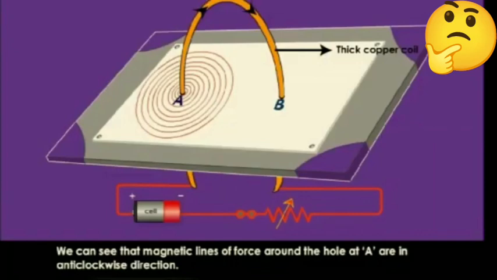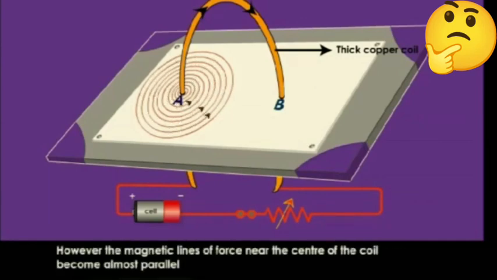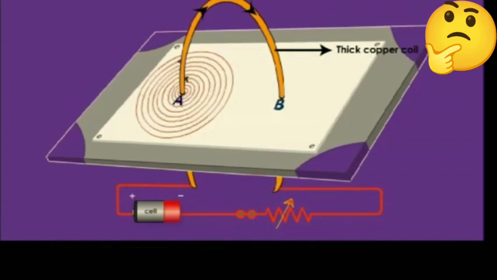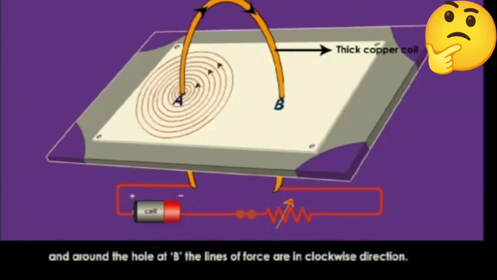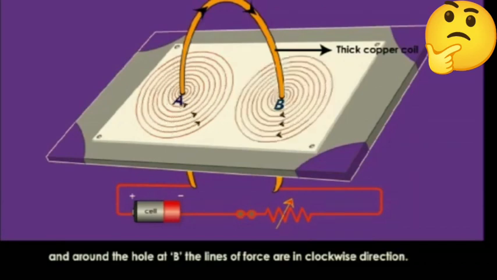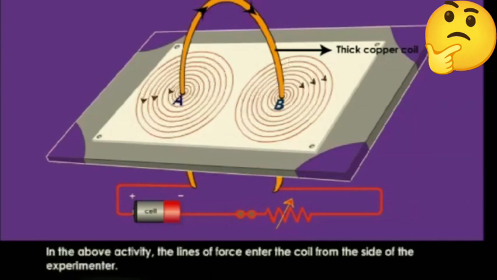We can see that the magnetic lines of force around the hole at A are in anti-clockwise direction, and however the magnetic field lines of force near the center of the coil become almost parallel. We saw this, and around the hole at B, lines of force are in clockwise direction. This is the pattern of magnetic field lines in the above activity.